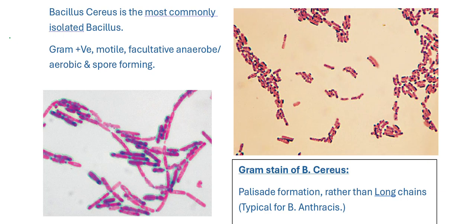Microbiology of Bacillus cereus. Bacillus cereus is a gram-positive broad bacillus. It's the most commonly isolated bacillus, more common to be isolated than any other bacilli. It's gram-positive, motile because it's flagellated. It's aerobic and it can be facultative anaerobe. It's spore forming, so it lives ubiquitous in bad environmental conditions.